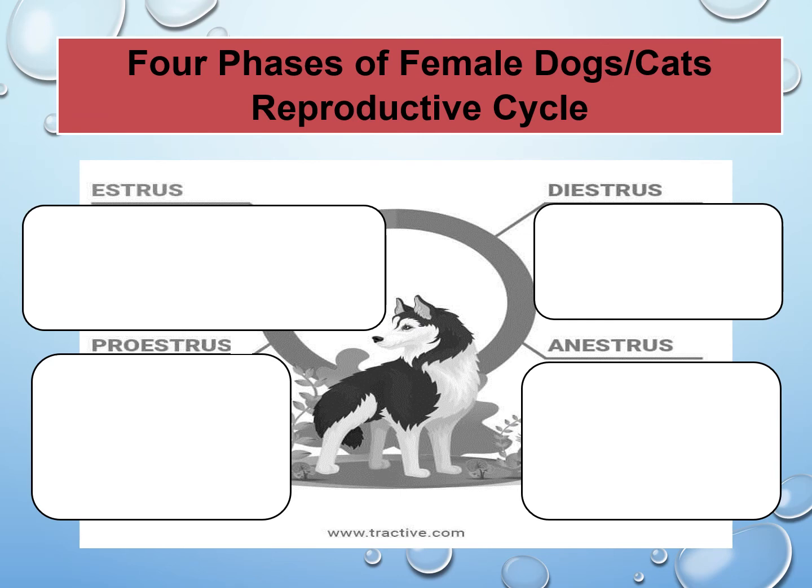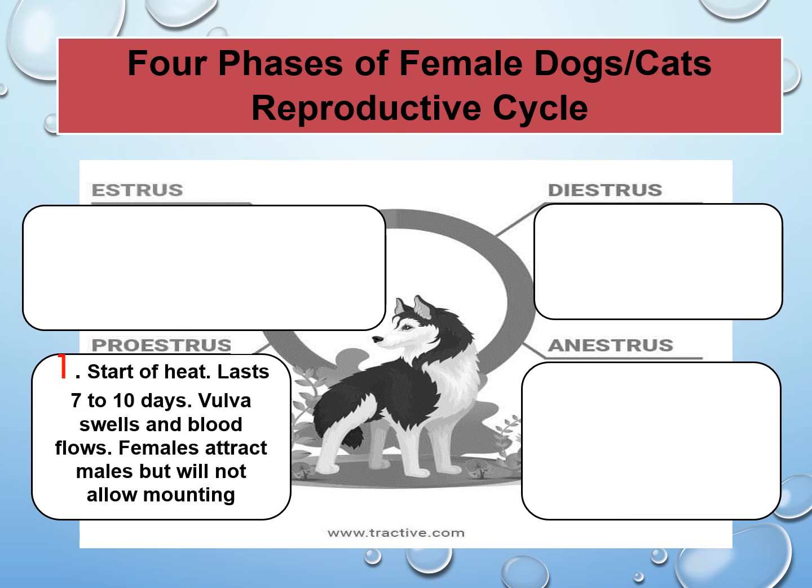We will understand further the reproductive cycle of female dogs and cats by describing each phase. Let's start with the first phase, the proestrus phase. This is the start of heat. It lasts 7 to 10 days. This time, vulva swells and blood flows. Female attract males but will not allow mounting.